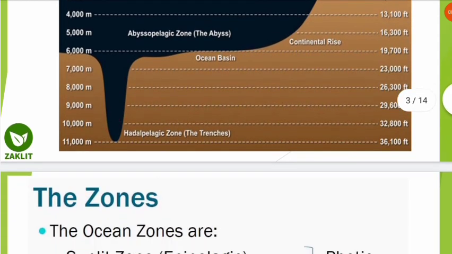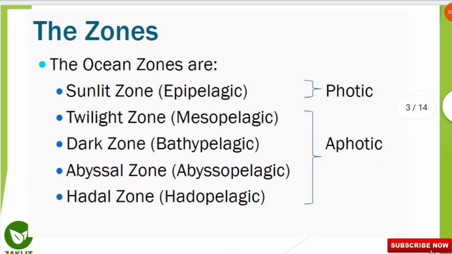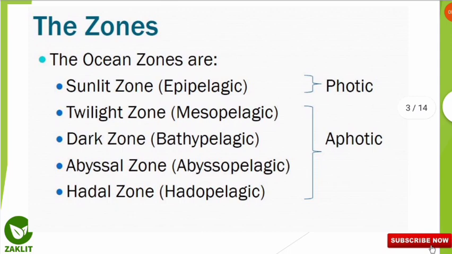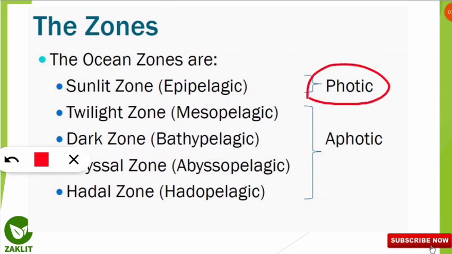So let's move on to the next slide. In this slide, the zones are divided into photic and aphotic. Photic means photons, जहाँ पे light मिलता है, and aphotic means absence of photons, that is, absence of light. So you should remember these things as we go to the next slides.